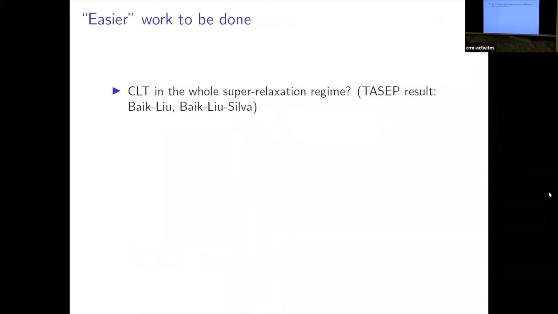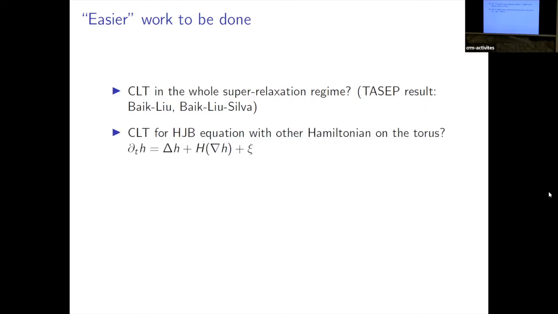So we proved the central limit theorem for fixed L. But you're expecting that in the super relaxation regime, which is when L is still much, much smaller than T to the 2/3, you also have a central limit theorem. But our proof doesn't work. So that's one thing. Another thing is that you can look at the Hamilton-Jacobi equation on the torus with different Hamiltonian. So not necessarily quadratic. Maybe you also expect a central limit theorem on the fixed torus.